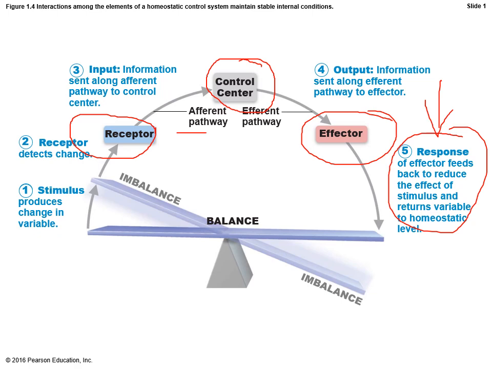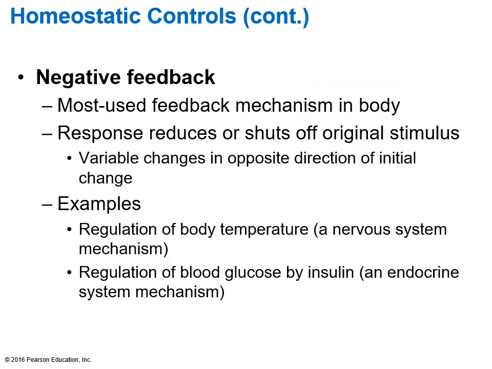Now, in homeostasis, your body will tend to use feedback systems to regulate the response to the stimuli. You have what we call a negative feedback system, and a positive feedback system. The negative feedback system is by far the most used mechanism in the body. It is based on the fact that once the stimulus is detected, the response will be sent out, and as the response comes out, the stimulus goes away.